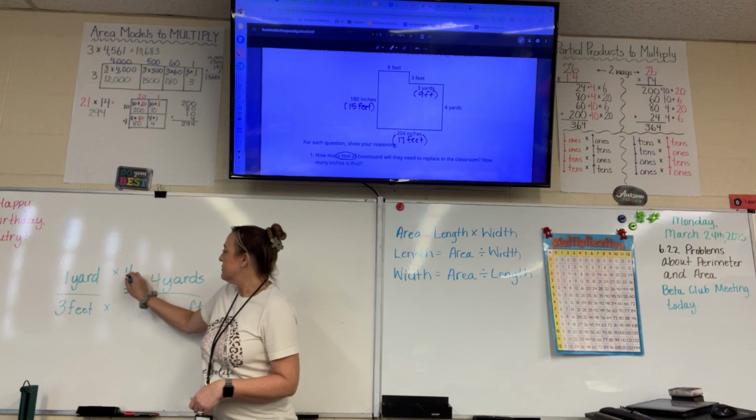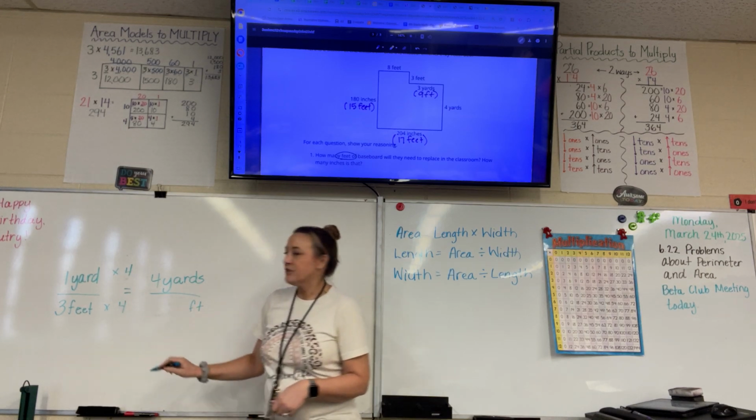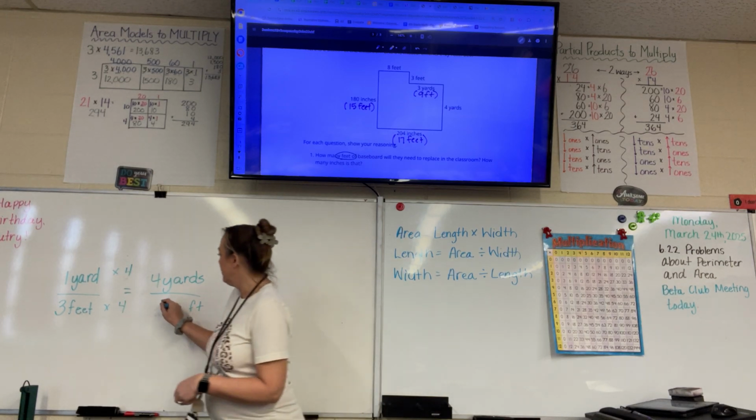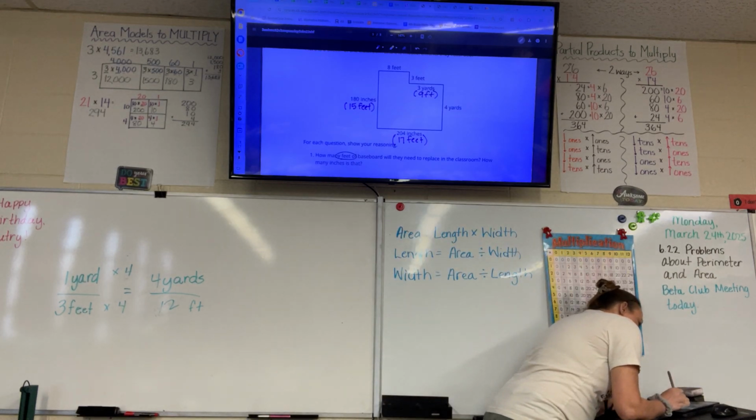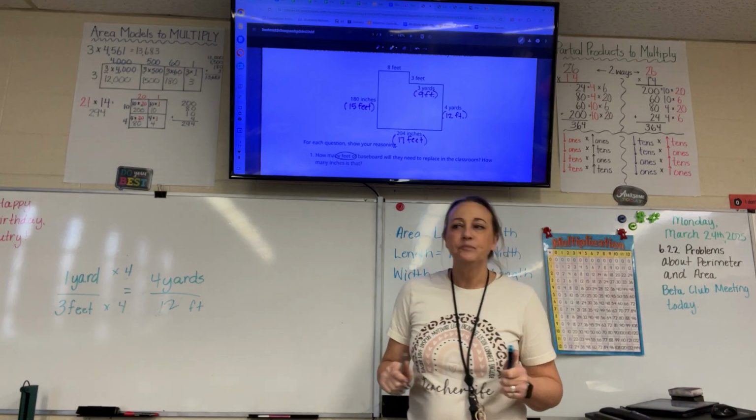And if you do it to the top, you do it to the bottom. And what's 3 times 4? 12. So now we know that 4 yards is 12 feet. So we've turned them all into feet, right?